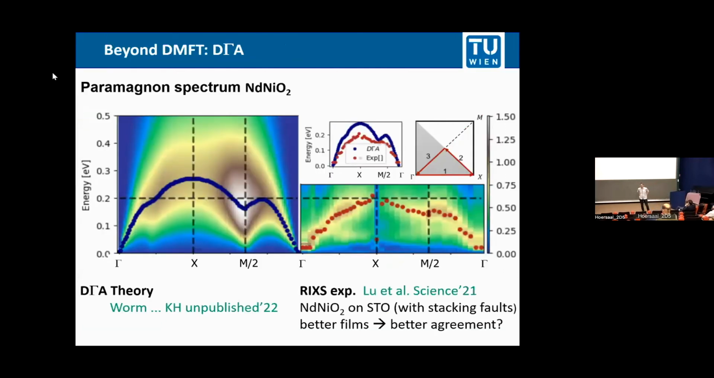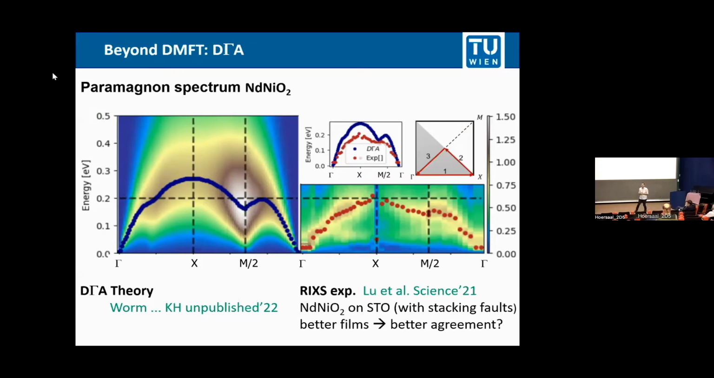Let's also compare the spin fluctuations with experiment. There has been an RIXS experiment by Liu et al. That is the experiment here, and we can compare our D gamma A theory. Please remind yourself, these are still the old, more dirty films. If you compare the maxima top on top, you see the agreement is reasonable, but experiment has a little bit less paramagnon dispersion. That indicates that the antiferromagnetic coupling J is somewhat smaller, and indeed, that is maybe also something you might expect from more dirty films.